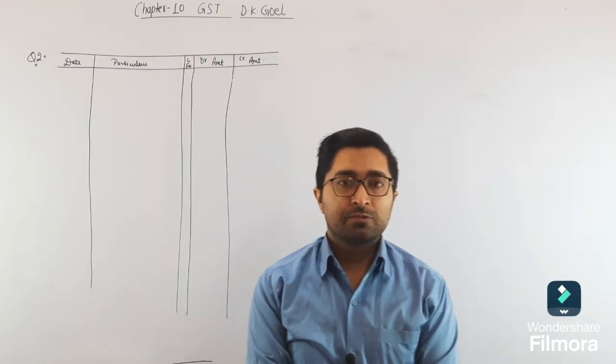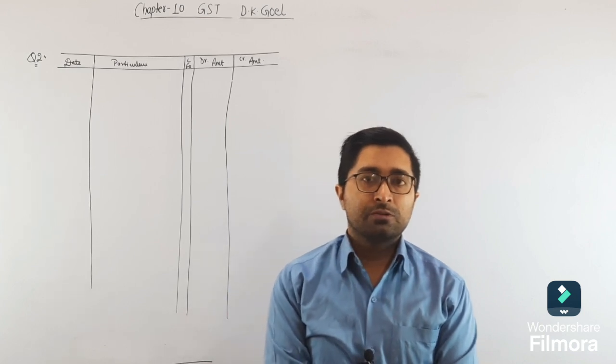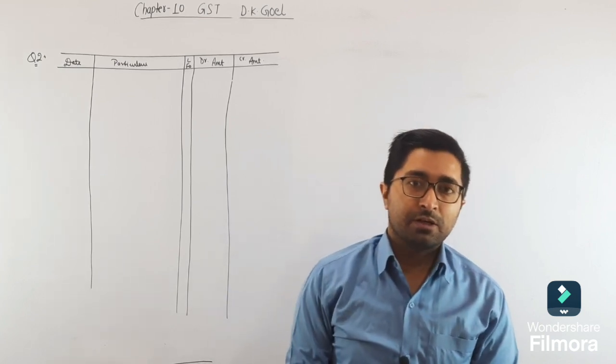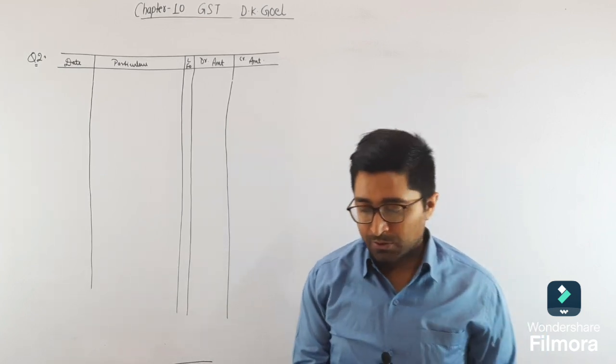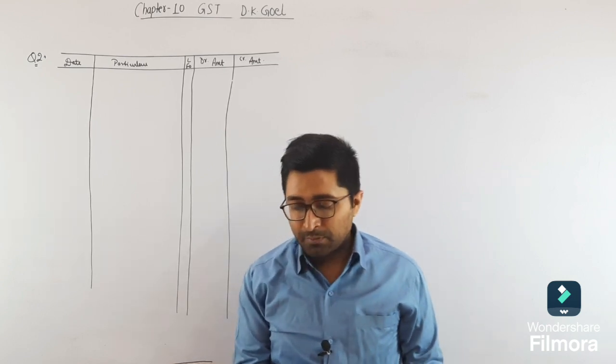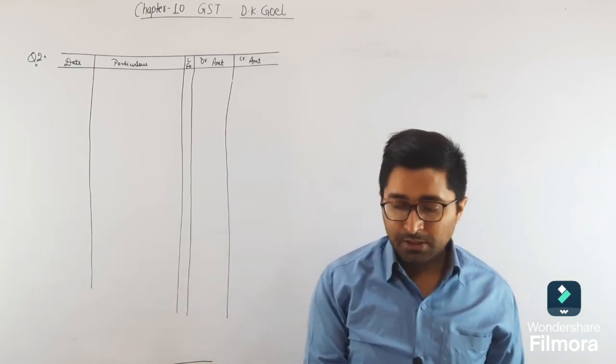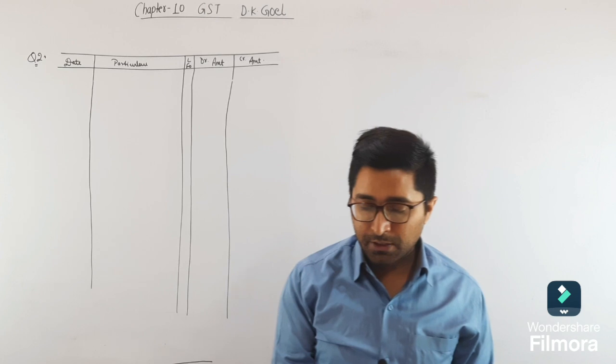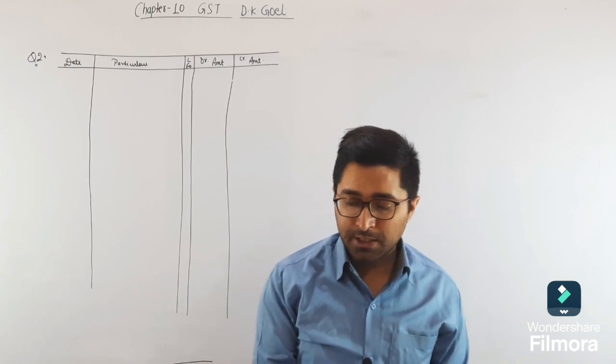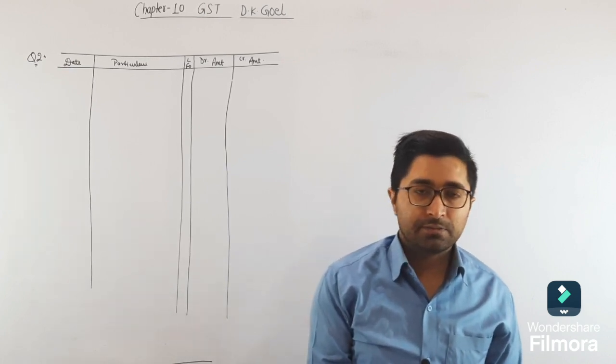Hello students. Today we will solve question number 2, chapter number 10 GST from the book DK Goyal. Now see the question. Pass the entry in the books of Qwes and Brothers, Odisha, assuming all the transactions have been entered within the state, charging the CGST and SGST 9% each.